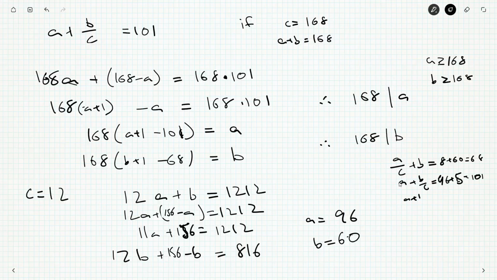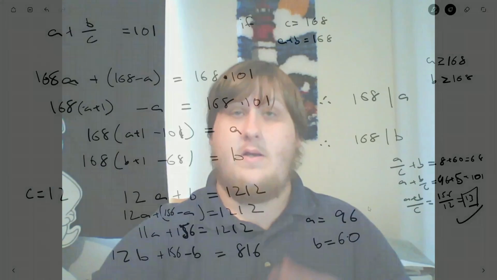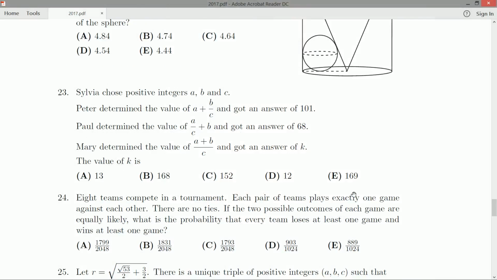And A plus B over C is 156 over 12, which is 13. Alright, so not only did I rule out K being equal to 1, because you'd need 168 to divide both A and B, but we also showed exactly what the values are. The question didn't ask for the little a, the little b, and the little c, but if it were a written question, say we're practicing for a Galois or Hypatia where they do ask for those things, we got it all worked out.